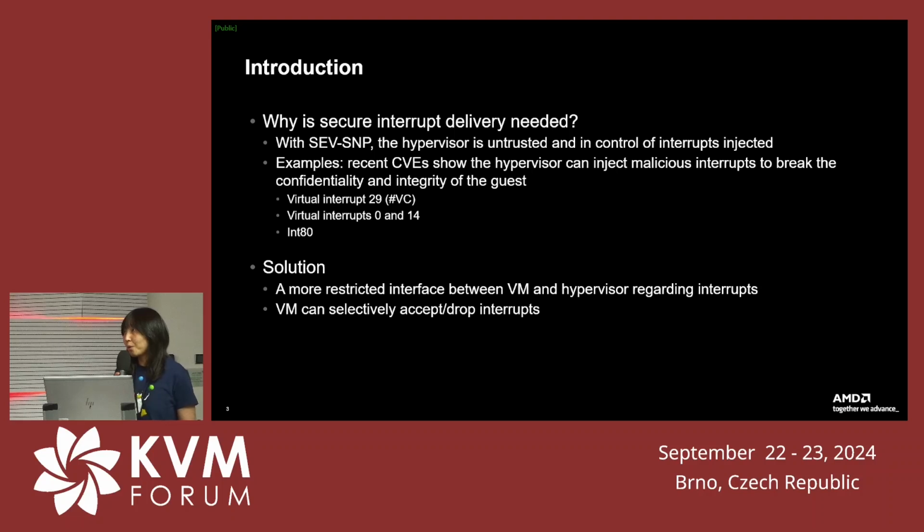So to prevent the attack from happening, we need a more restricted interface between the virtual machine and the hypervisor regarding the interrupts. So the virtual machine can selectively accept or drop the interrupt. In other words, the guest is in control of the interrupt delivery. Therefore, it can protect itself.